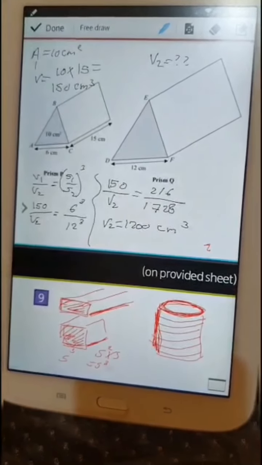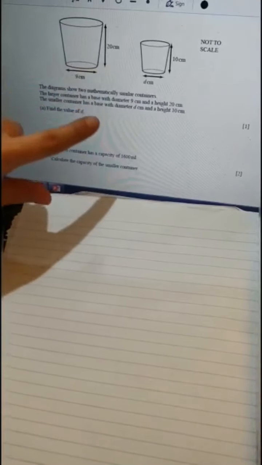Cross section times length. So this is the second question for part 3, similarities. They give us the diagram shows two mathematically similar containers. The larger container has a base with diameter 9 centimeters and height 20 centimeters, and the other one with diameter d centimeters and height 10 centimeters. They want me to find the missing part, which is d.